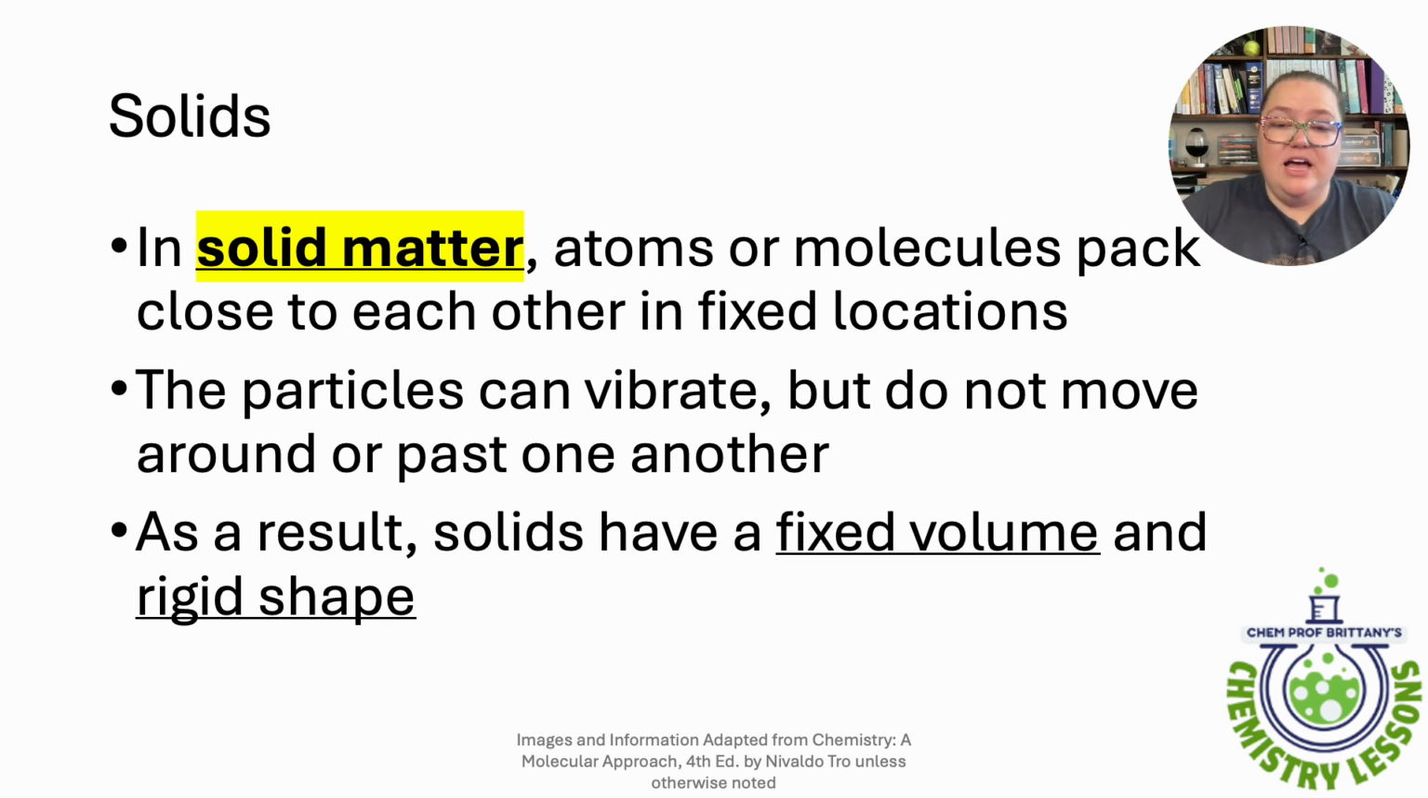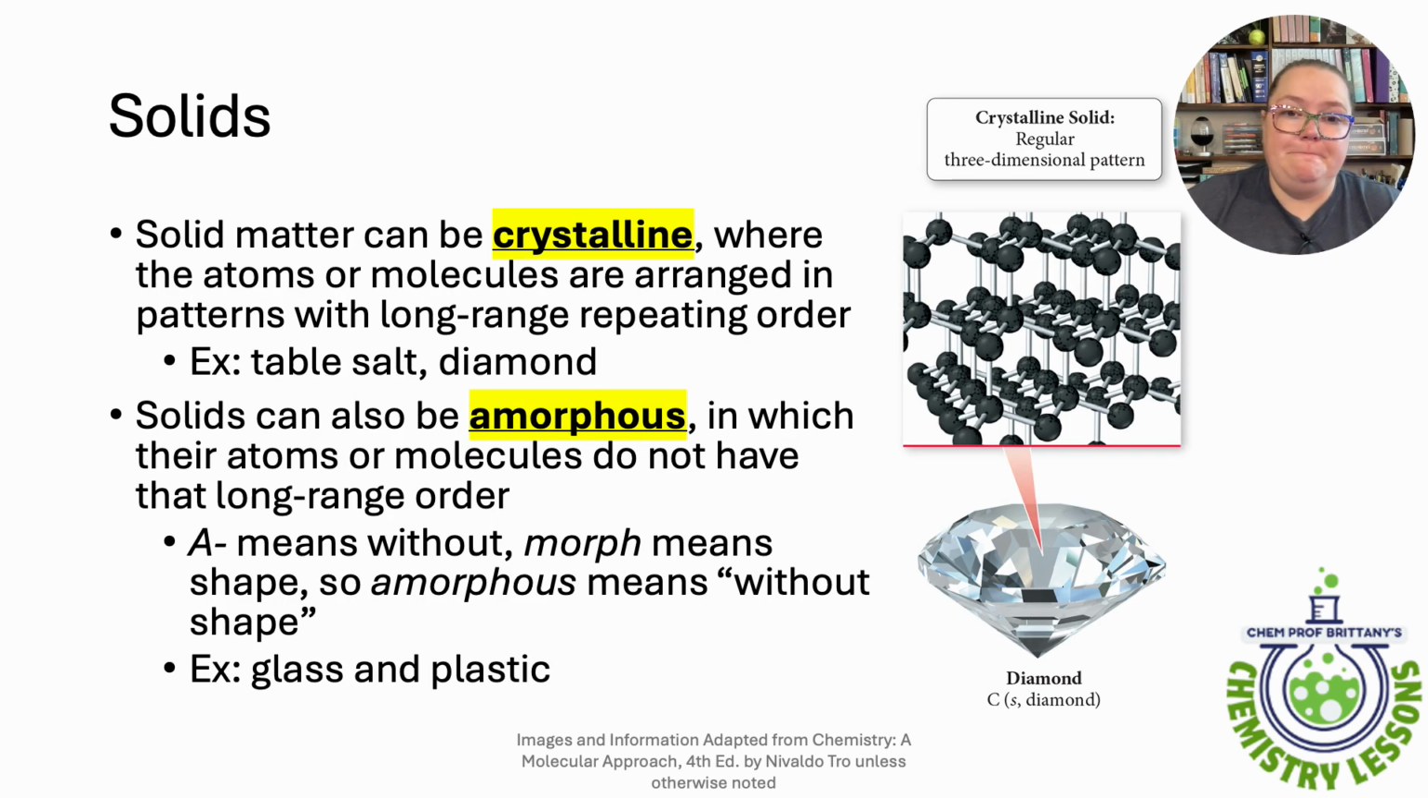So in solids, our atoms or molecules are packed really closely together in fixed locations. The particles can vibrate, but they can't move around one another, which is really important. As a result, our solids have a fixed volume and rigid shape. Those are terms that you should know.